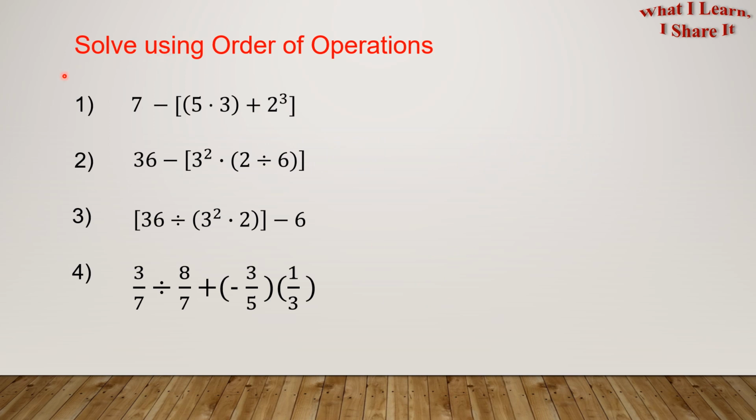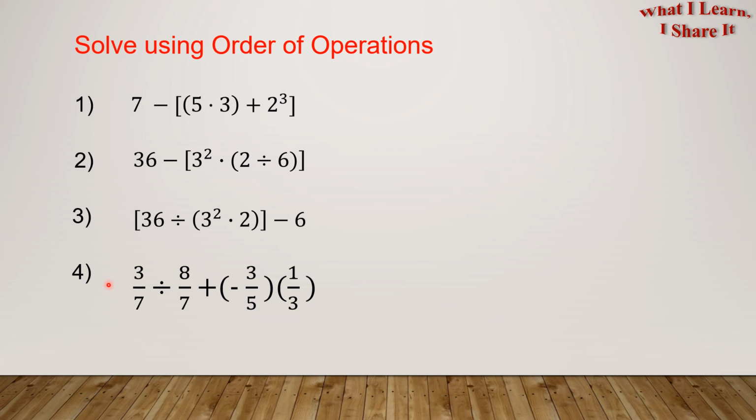Let's solve these problems using the order of operations. Problem 1. 7 minus 5 times 3 plus 2 cubed. Number 2. 36 minus 3 squared times 2 divided by 6. Number 3. 36 divided by 3 squared times 2 minus 6.